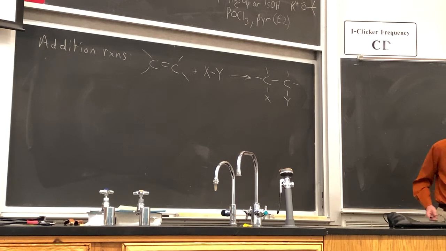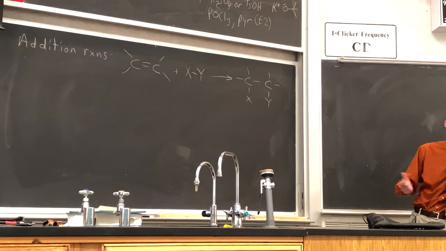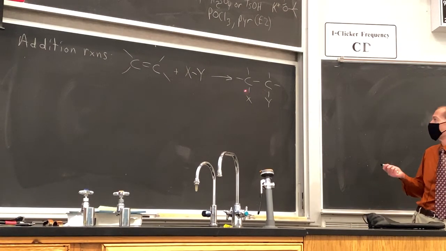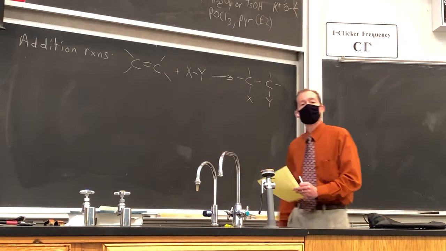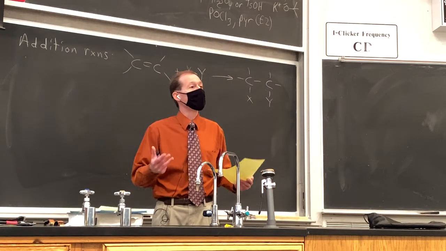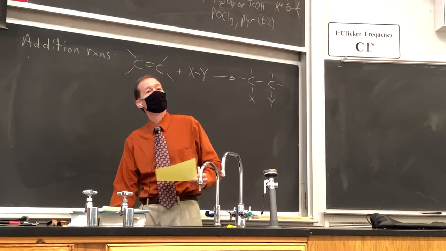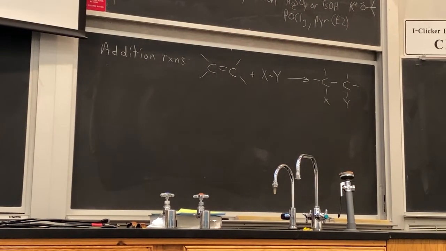Okay? So in this reaction, we're breaking a pi bond, and we're breaking the sigma bond between X and Y. And in their place, we're forming two new sigma bonds. So these addition reactions are going to be thermodynamically favored. They're going to be exothermic because the bonds that are formed will be stronger than the bonds that are broken.